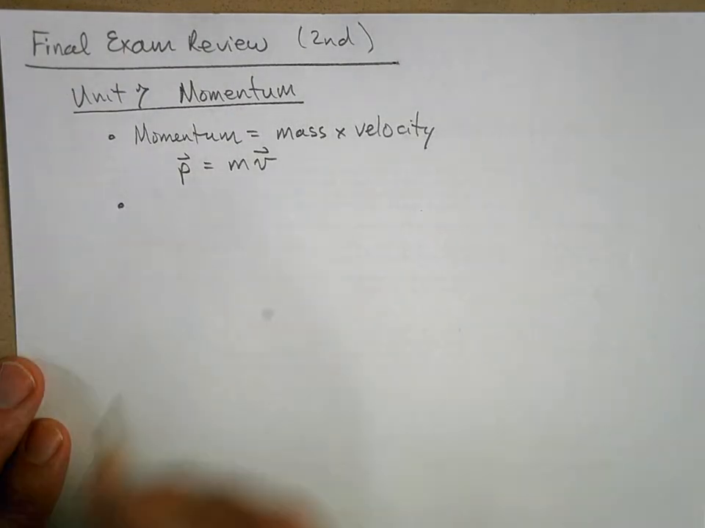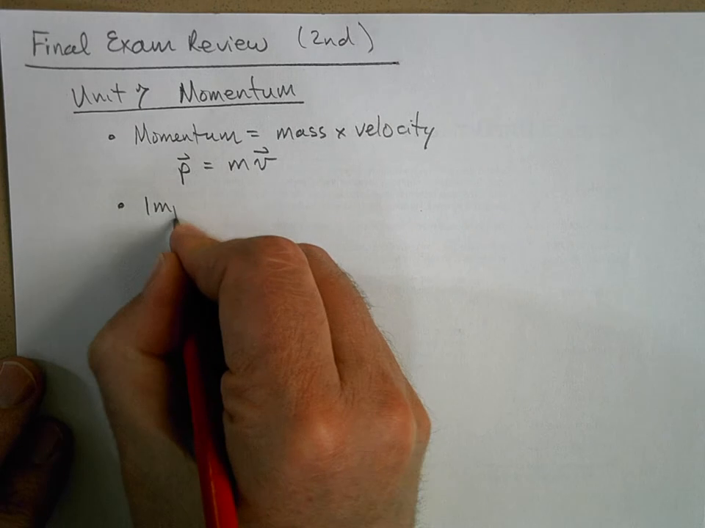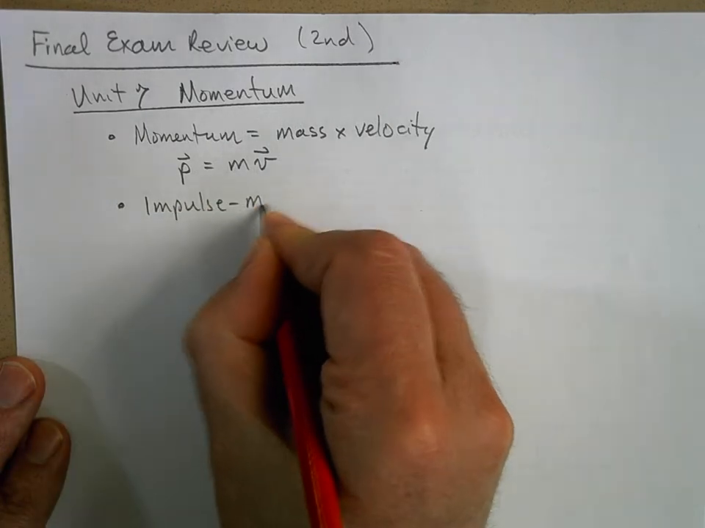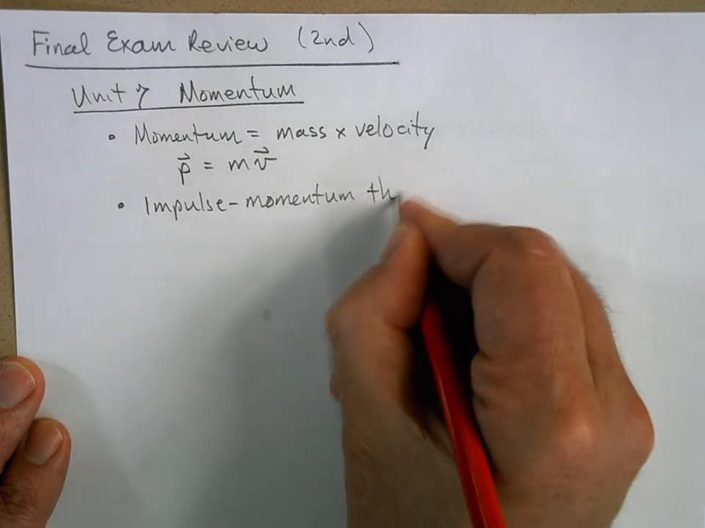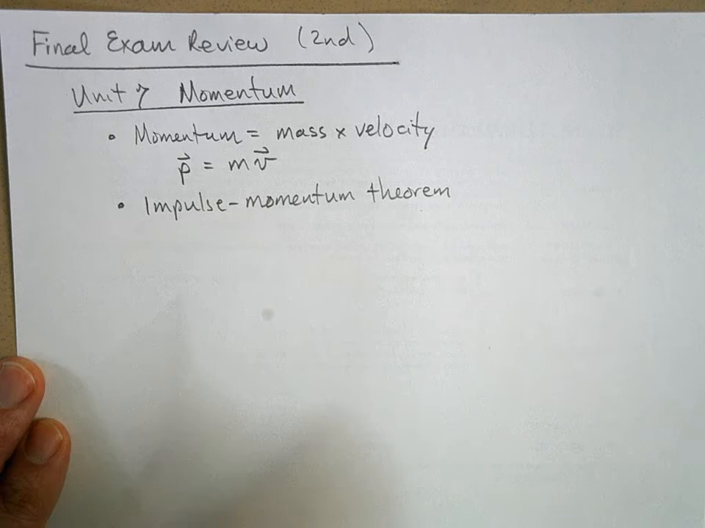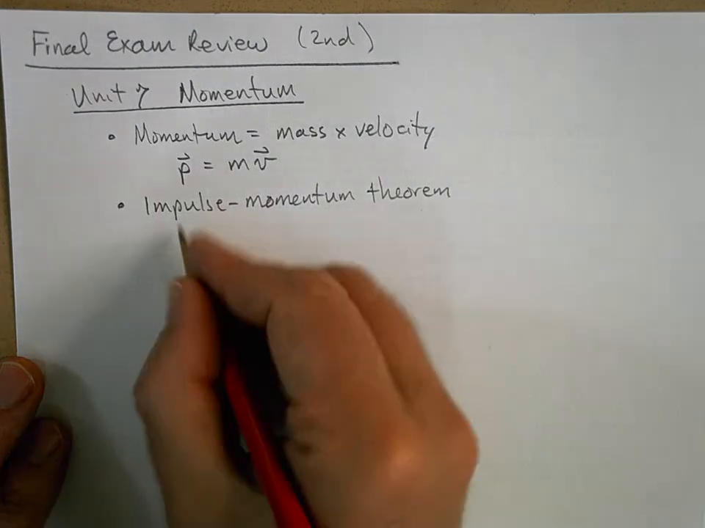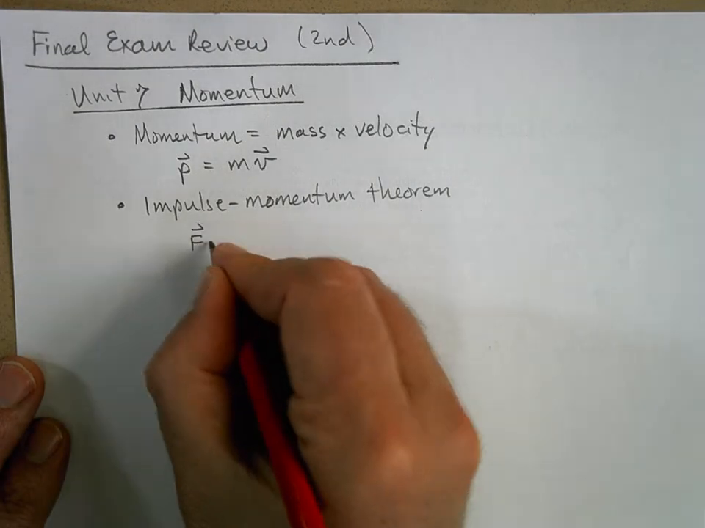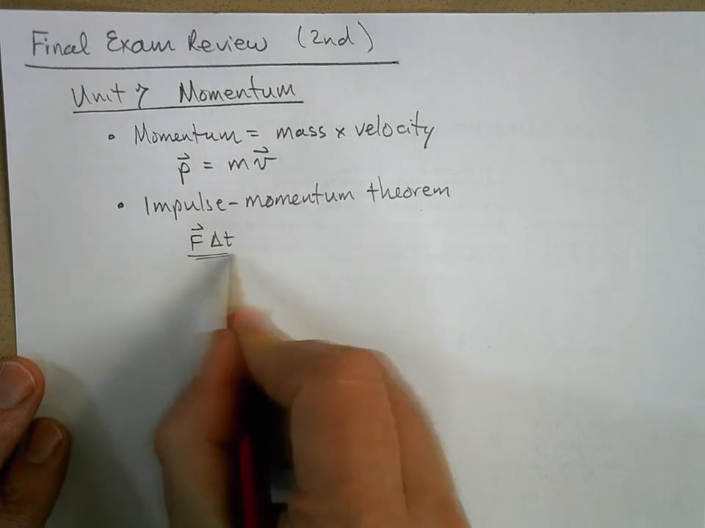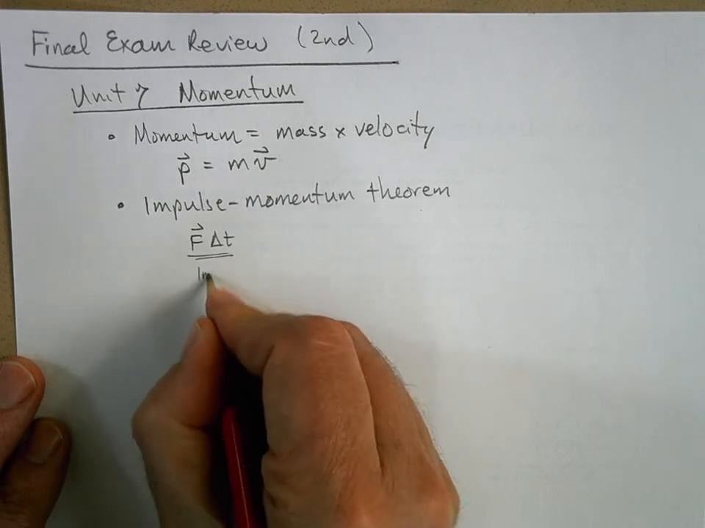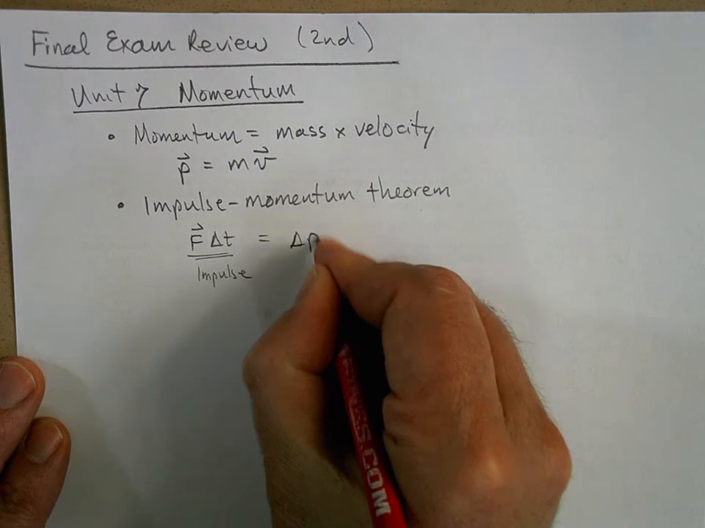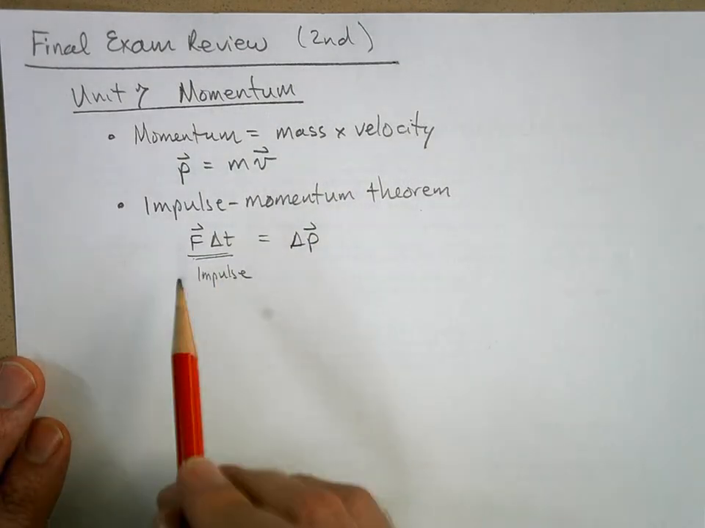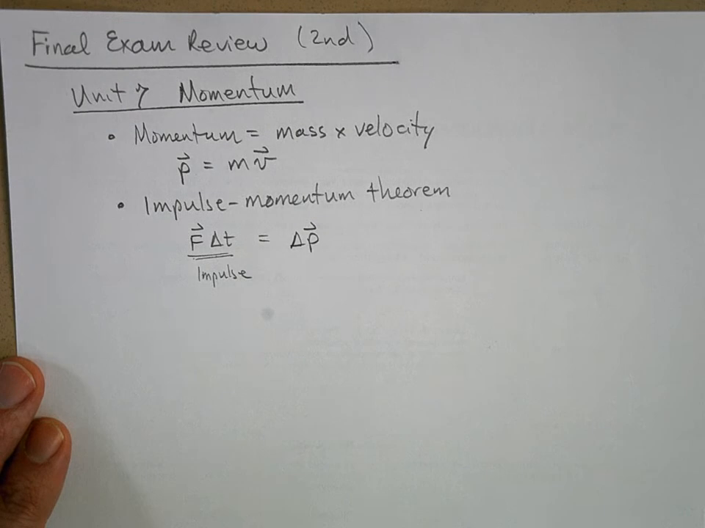Next thing you need to understand is the impulse momentum theorem. Now, the impulse momentum theorem says this: if I apply a force for a period of time, that's called an impulse. That impulse will result in the change in momentum of an object. So if I apply a force for a period of time, that equals a change in momentum.